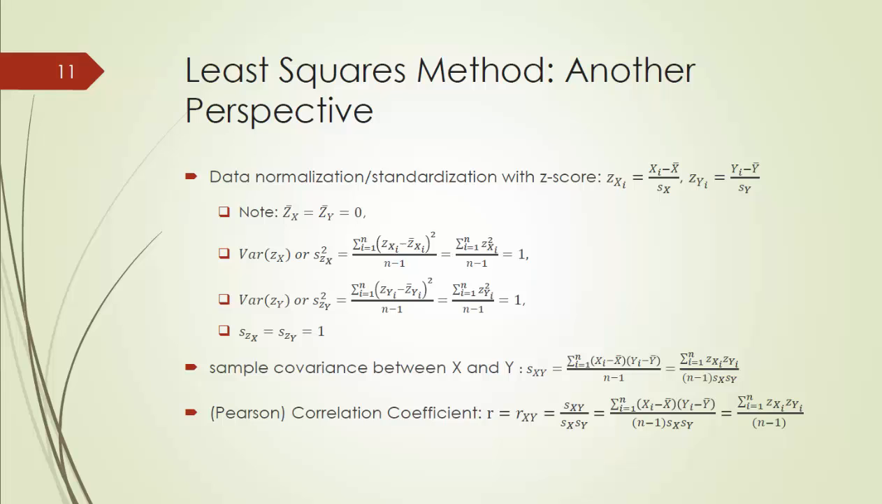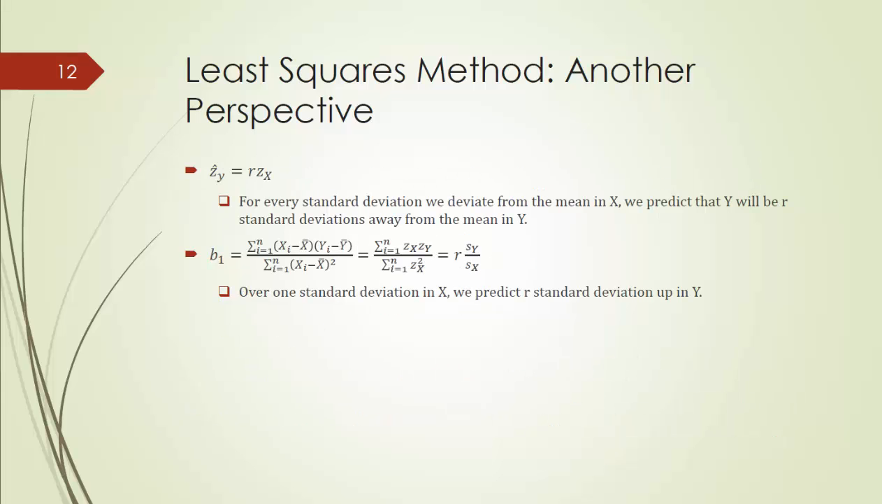Now consider the sample covariance between x and y. We write the definition of covariance in terms of zx and zy. We have s sub xy equals the sum of zx times zy divided by n-1 times sx times sy. Similarly, we write the Pearson correlation coefficient between x and y in terms of zx and zy as well. And we have the correlation coefficient r equal to sum of zx times zy divided by n-1. With what we have on the previous slide, we can write b1 in terms of zx and zy, and b1 is equal to sum of zx times zy divided by the sum of zx squared.